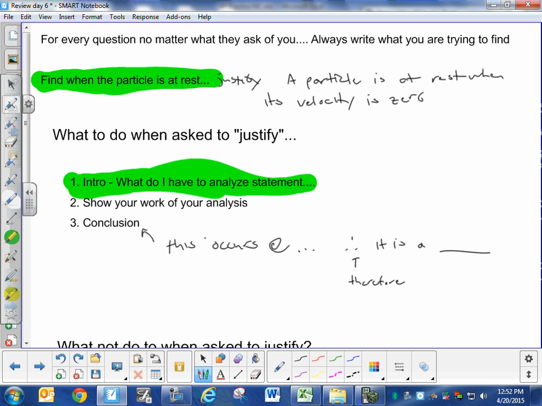Okay? Boom. You then do your work. You can do it on the side. You set some velocity function equal to 0. You solve for a value. You find t equals 4. Okay? You would say this occurs at t equals 4. Therefore, that is when the particle is at rest.